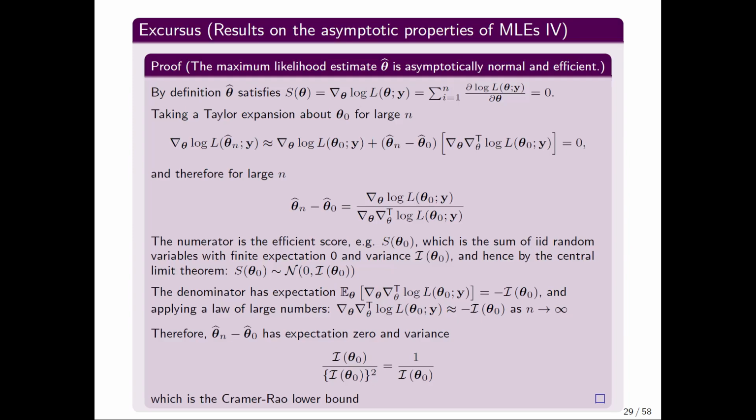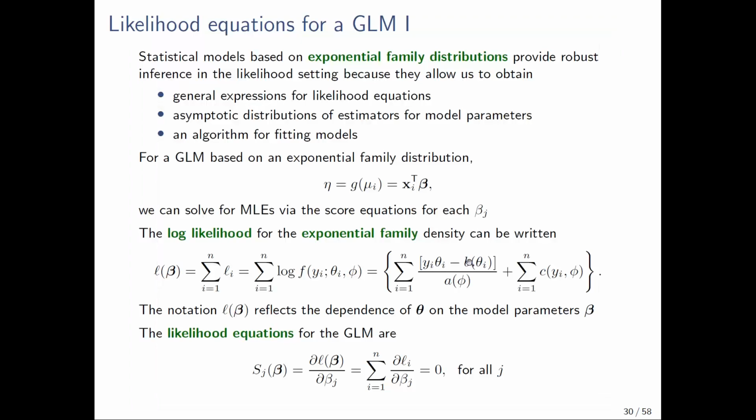The numerator is the score at the truth, a sum of IID random variables with mean 0 and variance equal to the Fisher information, so by the central limit theorem, it's asymptotically normal. The denominator, by a law of large numbers, converges to minus the Fisher information. Putting these together, the MLE has asymptotic variance equal to 1 over the Fisher information, which is exactly the Cramer-Rao lower bound. So the MLE achieves the bound, it's asymptotically efficient. That's what this slide is saying.